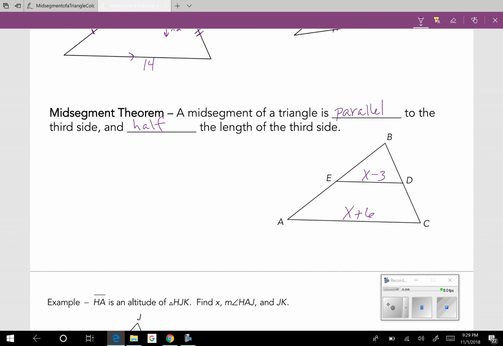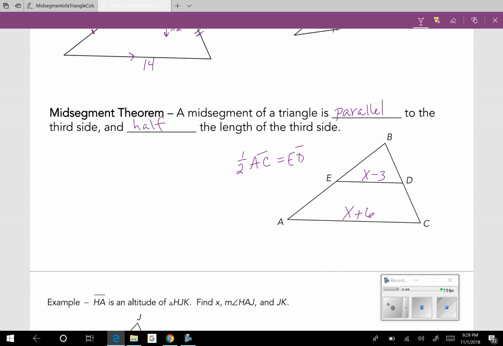I need everybody to go to this picture, and write in x minus 3 on the midsegment, and write x plus 6 on this third side of the triangle. Now we need to remember that the bottom side is called AC, right? And ED is 1/2 of that. So 1/2 times AC is equal to ED, the segments.